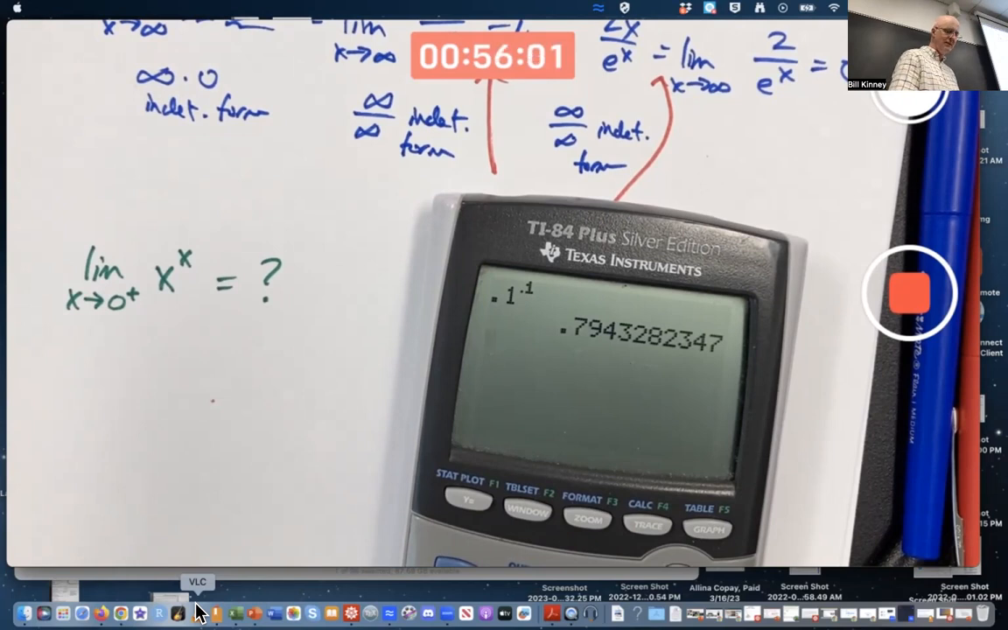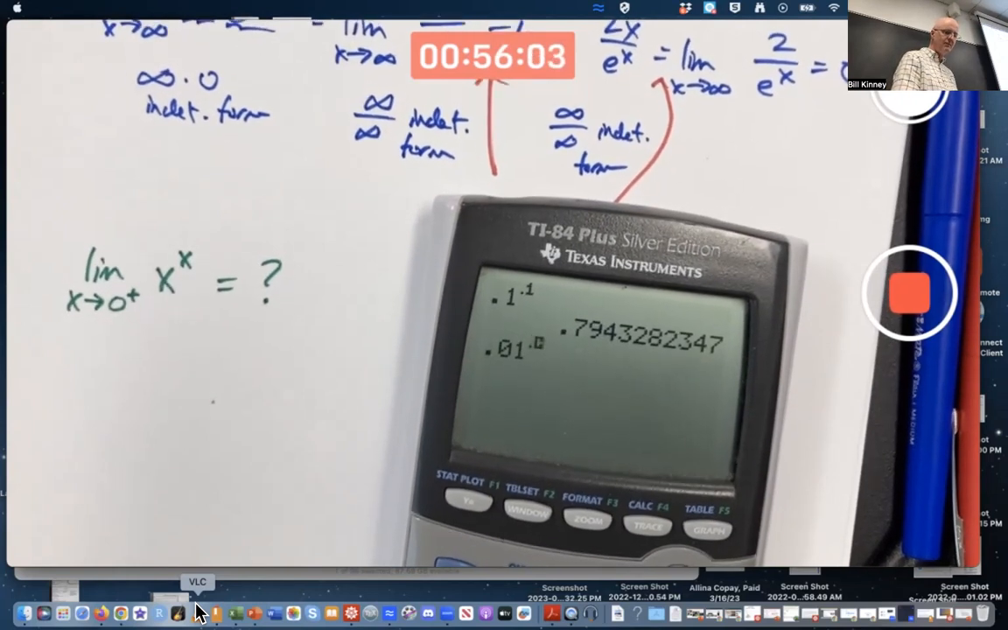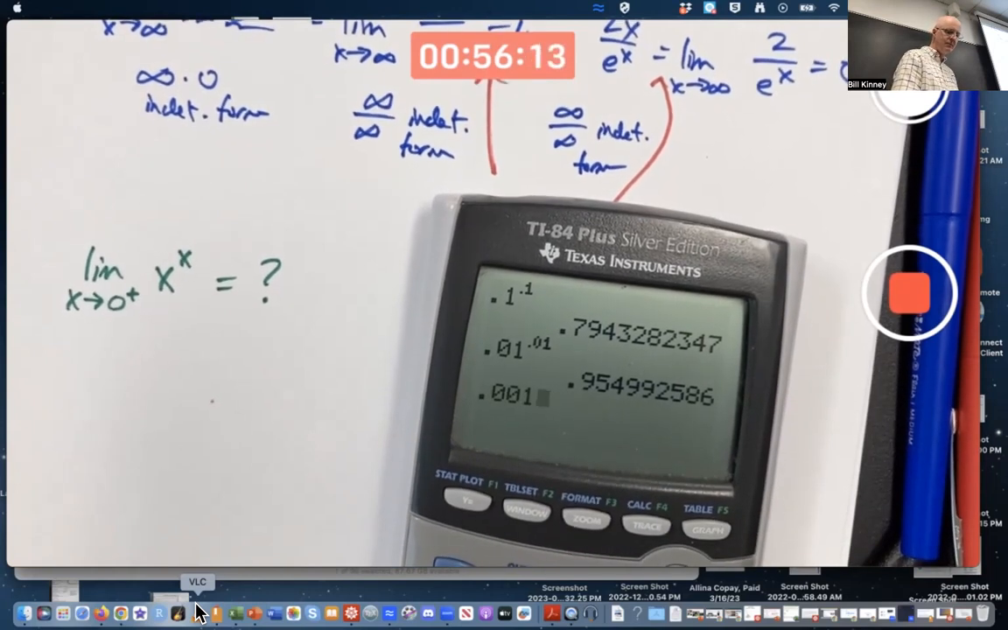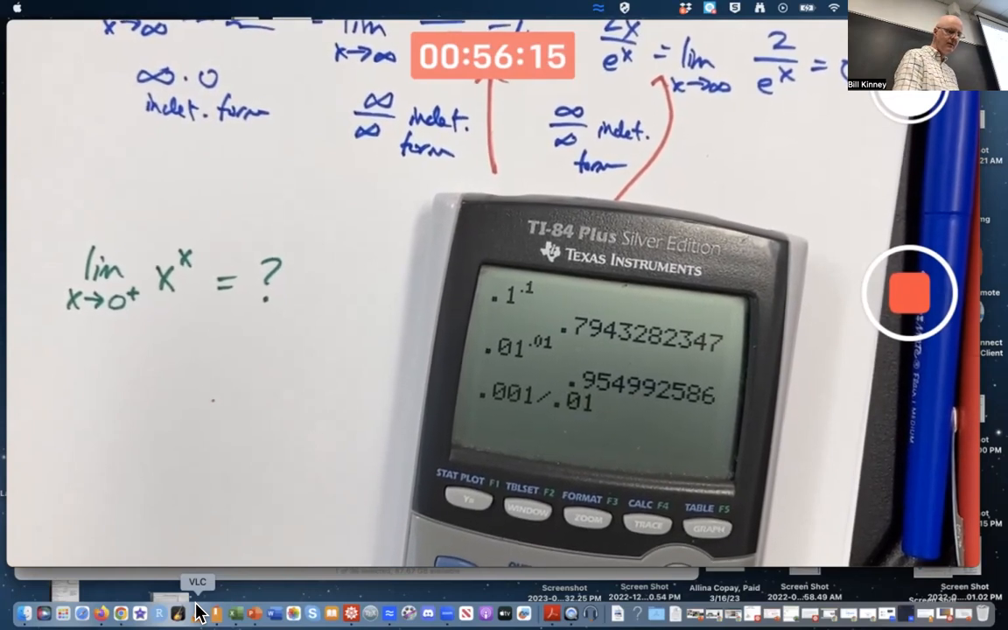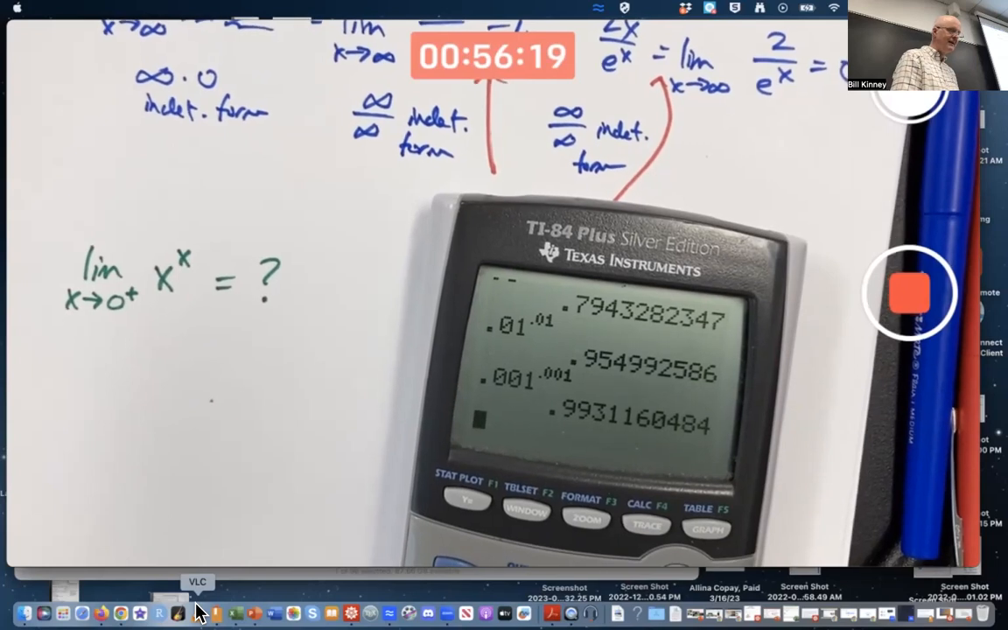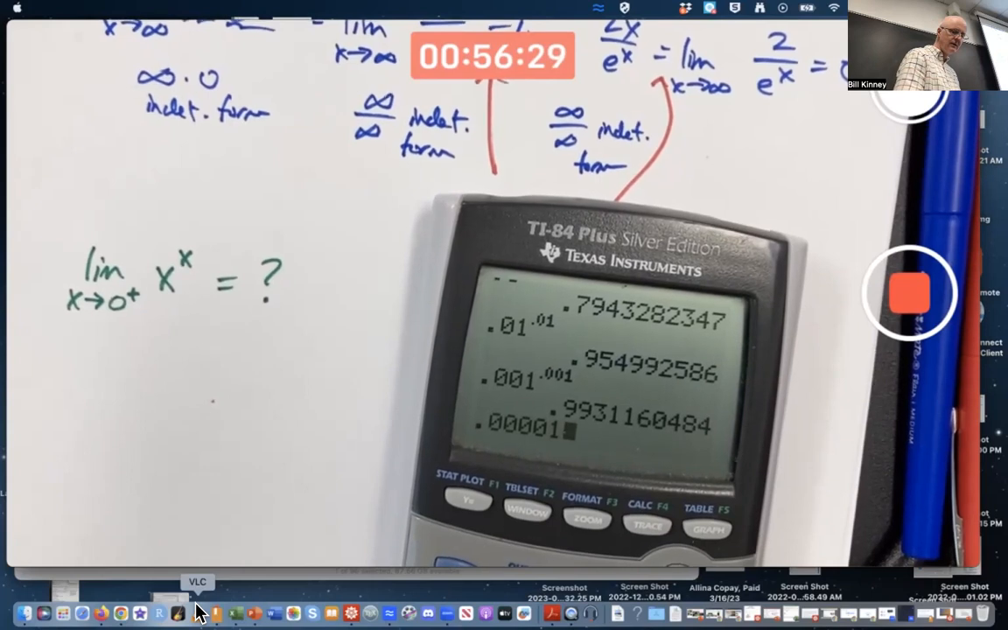But that's true. How about 0.01 to the 0.01 power? It gets bigger. You're taking the 100th root of 0.01. How about 0.001 to the 0.001 power? It's even bigger, getting close to 1. Maybe the answer is 1. That's what the calculator seems to be indicating. Let's try one more example. How about 4 zeros? 1.